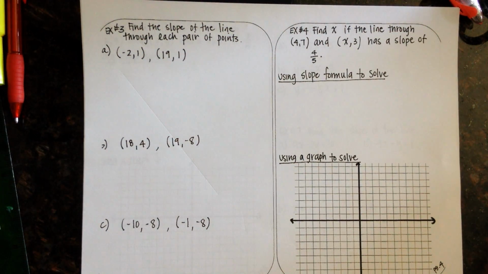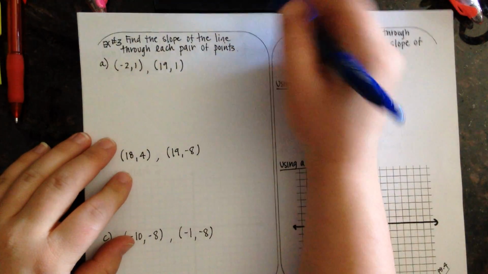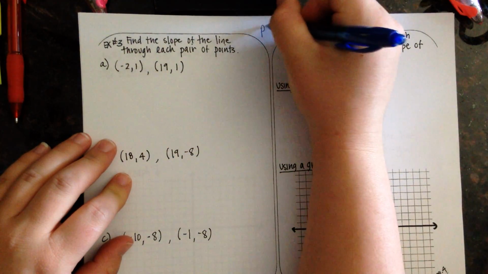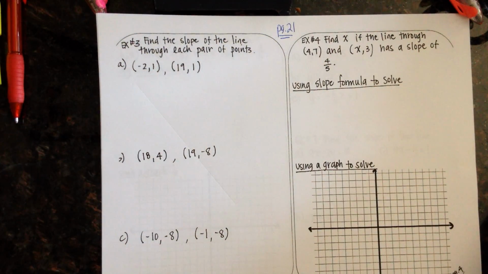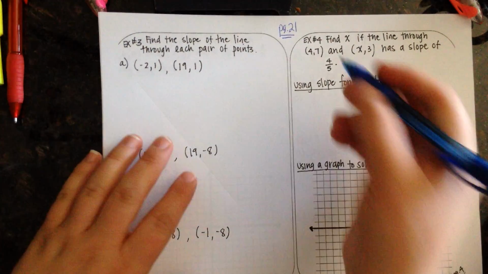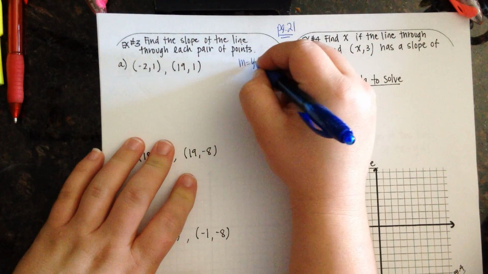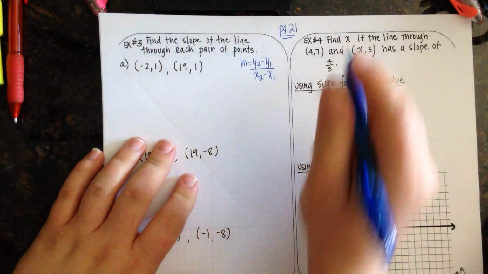Okay, so this is going to be page 3, and remember these are all going to go on page 21. So we're still continuing on page 21 here. Okay, and it says find the slope of the line through each of the pair points. So if I give you 2 points, the best thing to do is use slope formula. So you're going to be using this formula on every single one of these.